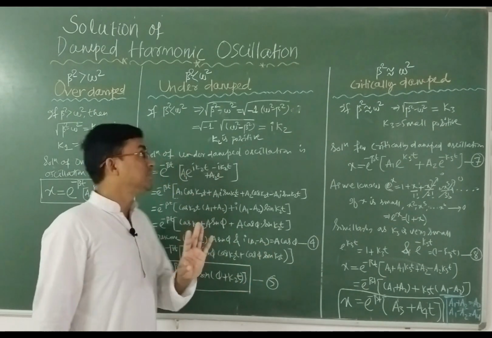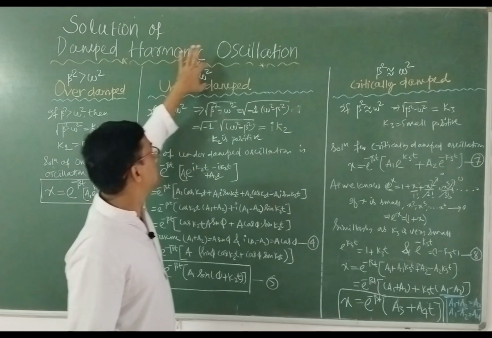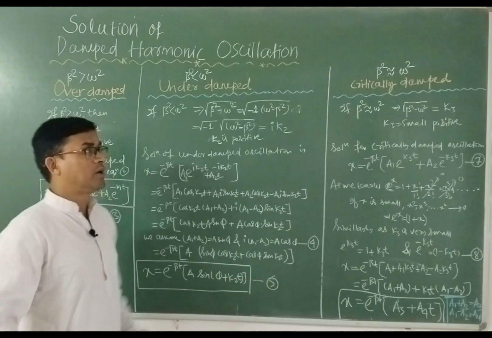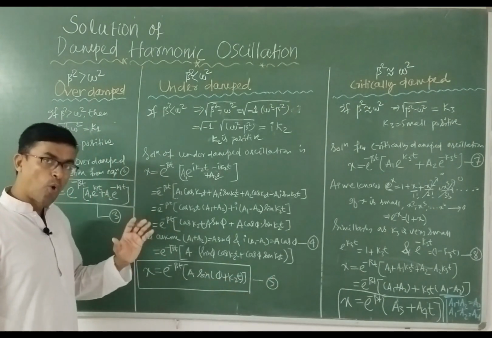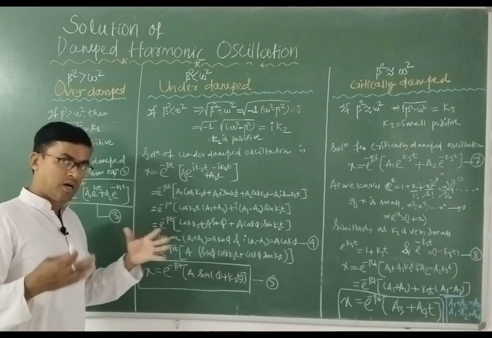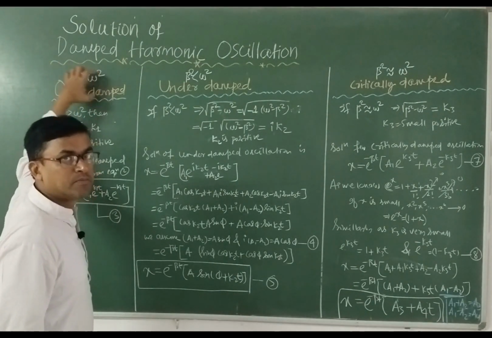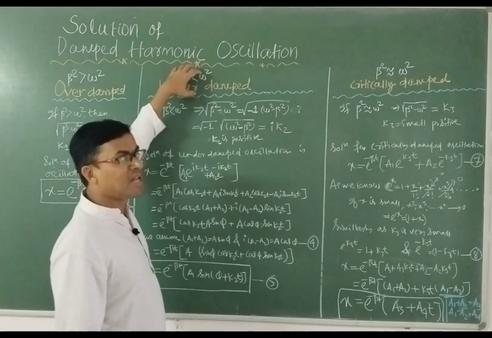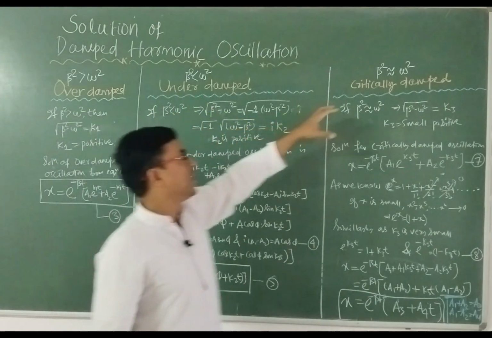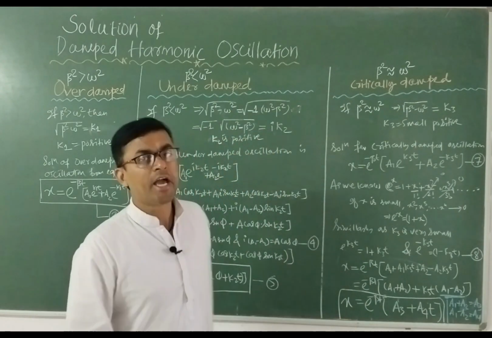So there are three possible conditions. The first is beta square greater than omega square, second beta square less than omega square, and third beta square almost equal to omega square. If beta is more, the damping force is more. If damping is more than the restoring force, then it is called over damped. If damping is more, it is over damped: beta square greater than omega square. If damping is less, that is under damped, because damping is less. And where beta square is almost equal to omega square, we name it critically damped.